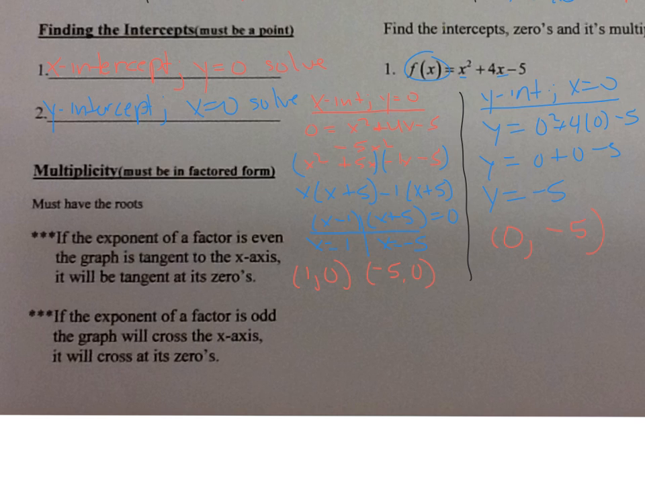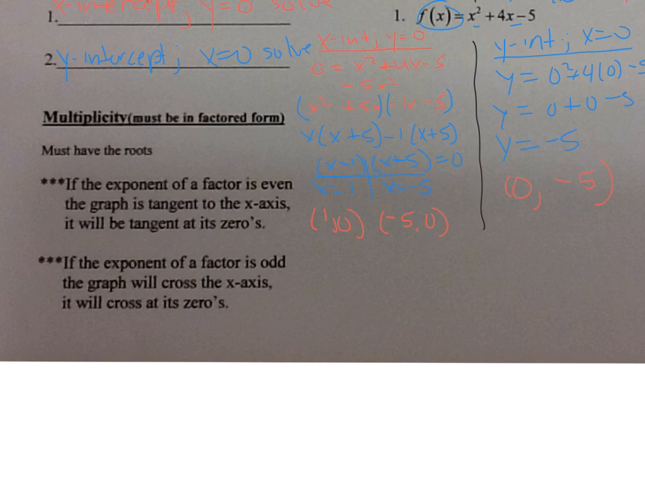All right, so now what we're going to do is talk about multiplicity. I am going to just move things up a little bit. Okay, so let's take a look at the multiplicity over here. When we talk about multiplicity, your function must be in factored form. So if your function is not in factored form, like my first one is not in factored form, I would have to put it in factored form. You also have to have the roots.